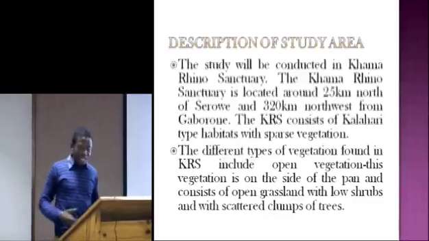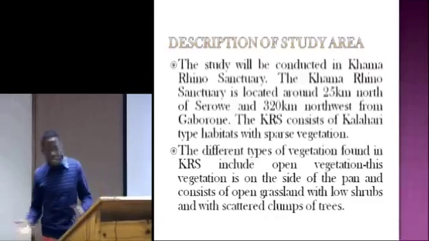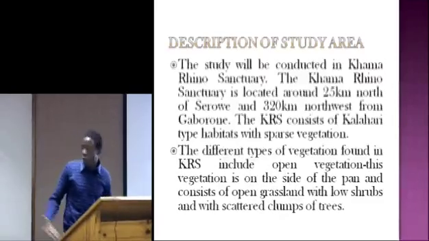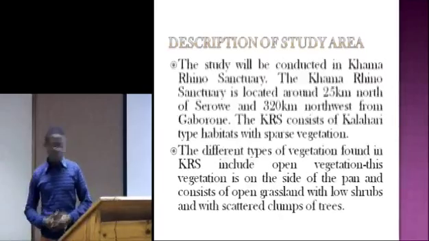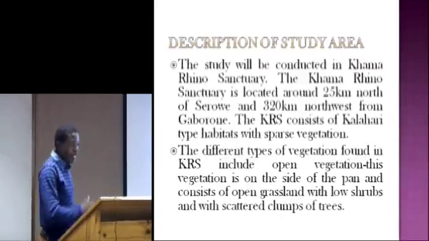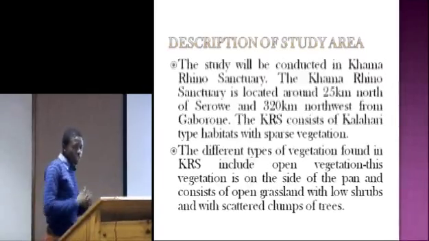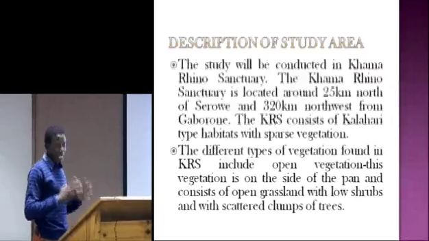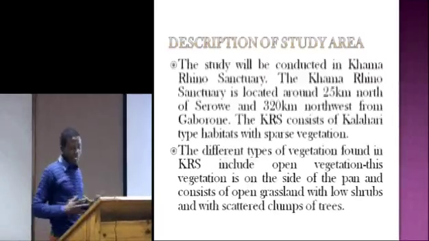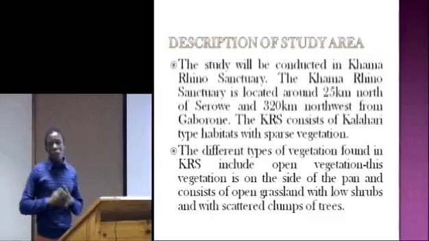The different types of vegetation found in Khama Rhino Sanctuary include open vegetation. This vegetation is on the side of the pen and consists of open grassland with low shrubs and scattered clumps of trees.